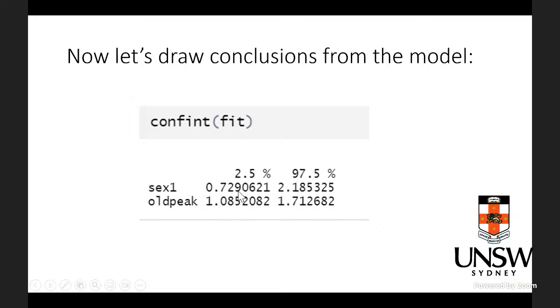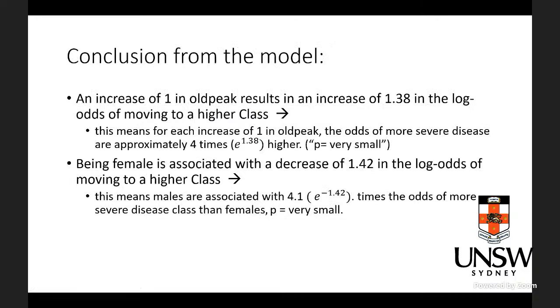So now I've got a 95% confidence interval for the sex coefficient and the old peak coefficient, and that's telling me the effect of old peak is going from 1 to 1.71, and the effect of sex is, this is a bit funny. I thought sex was negative. So this is probably the wrong thing. Yeah, I'm not sure what that is. So let's just skip that slide.